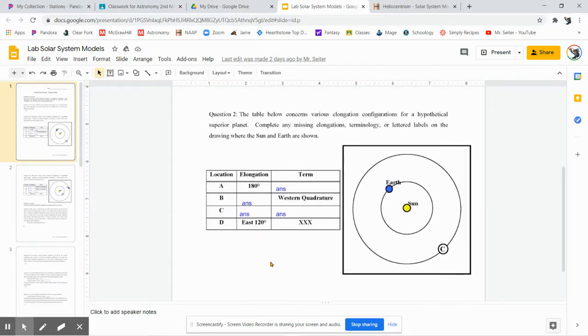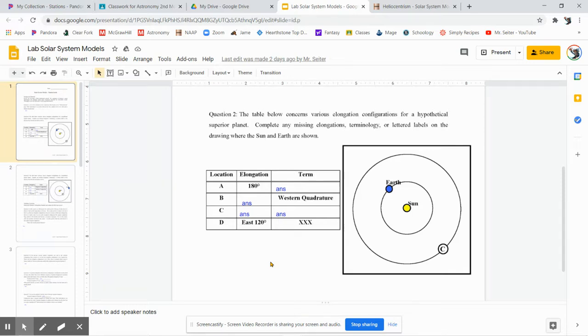Question number 2. The table below concerns various elongation configurations for a hypothetical superior planet. Remember, superior is beyond Earth's orbit. Complete any missing elongations, terminologies, or lettered labels on the drawing where the sun and the Earth are shown.